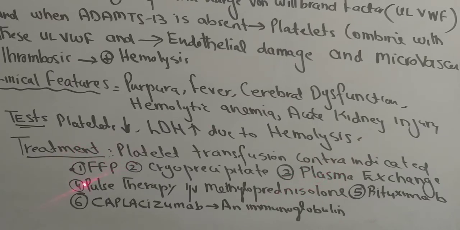We can also use the pulse therapy of the IV steroids like the methylprednisolone, 1 gram. We can give 1 gram for 3 days. We can also use the anti-CD20 receptor, which is the rituximab. There is also an option of caplacizumab. So we can use these options for the management of the thrombotic thrombocytopenic purpura.